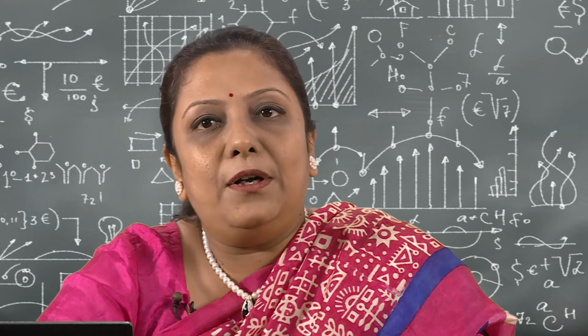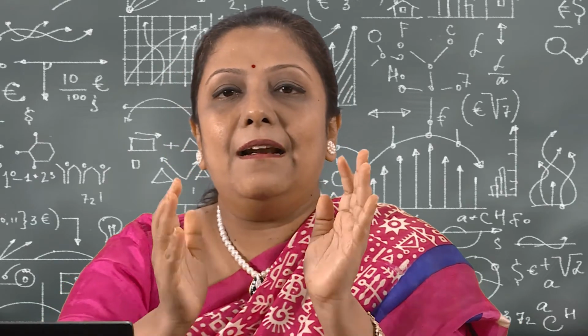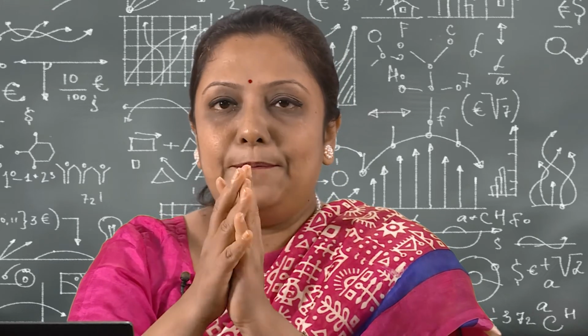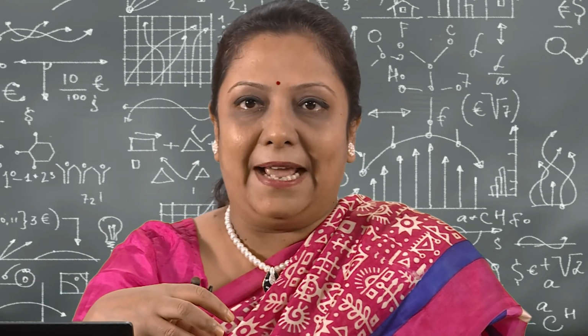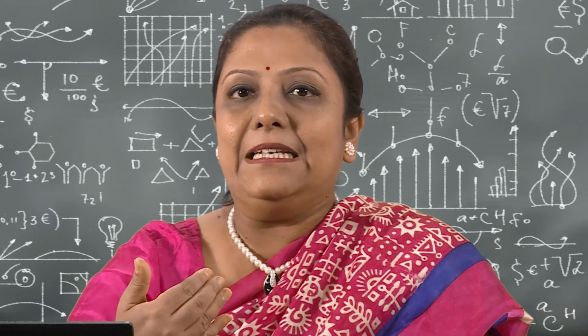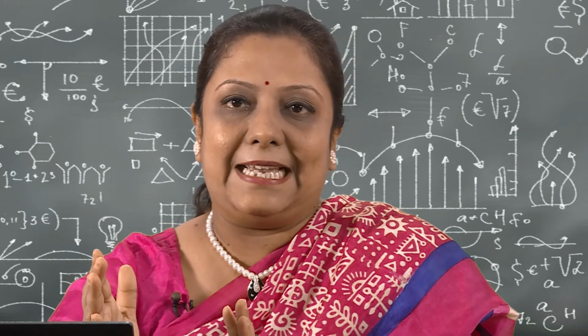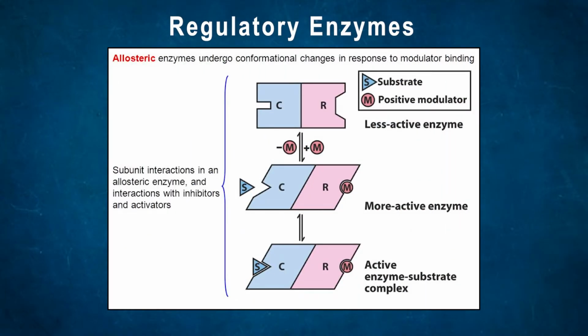Now, what I have told you is that in the case of regulatory enzymes, multiple subunits are present. When the modulator or regulator binds at the regulator site, this binding is somehow transduced to the catalytic site. So, we can find that at the catalytic site the substrate binding is changed. Another kind of active enzyme-substrate complex is produced. So, from the less active enzyme, a more active enzyme is produced if the modulator is an enhancer or activator.